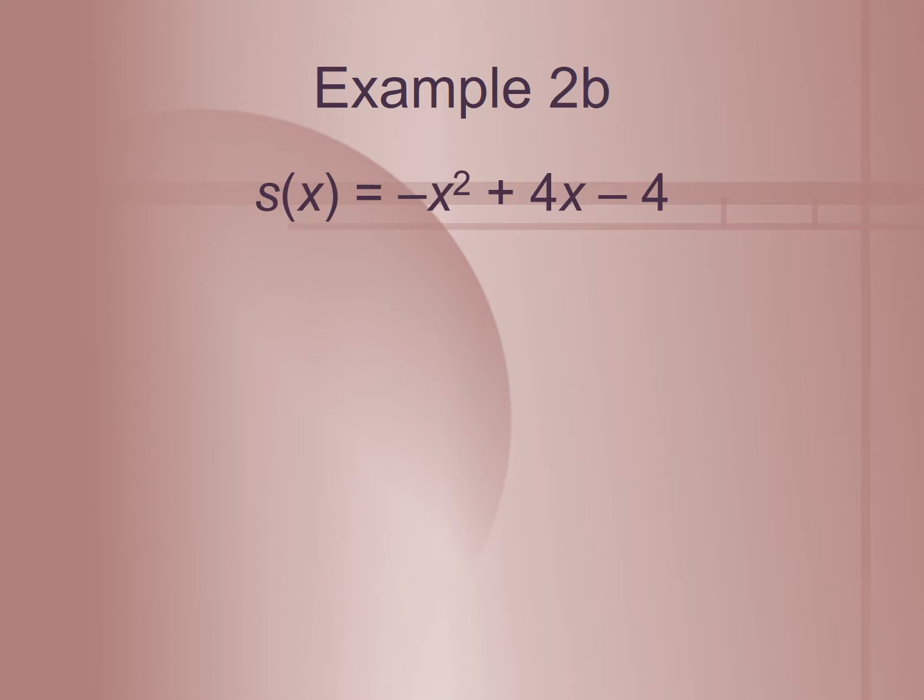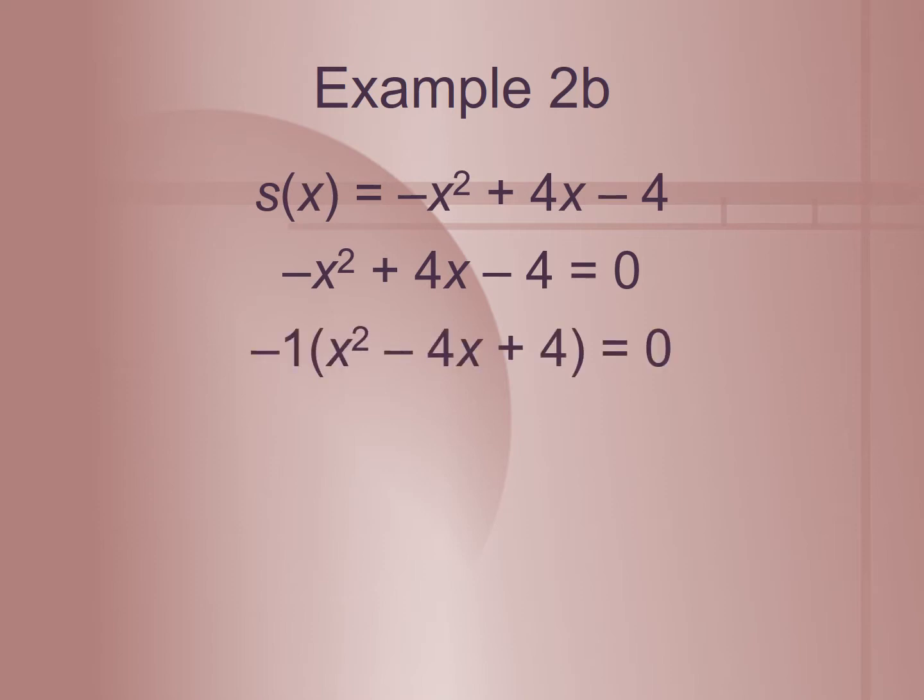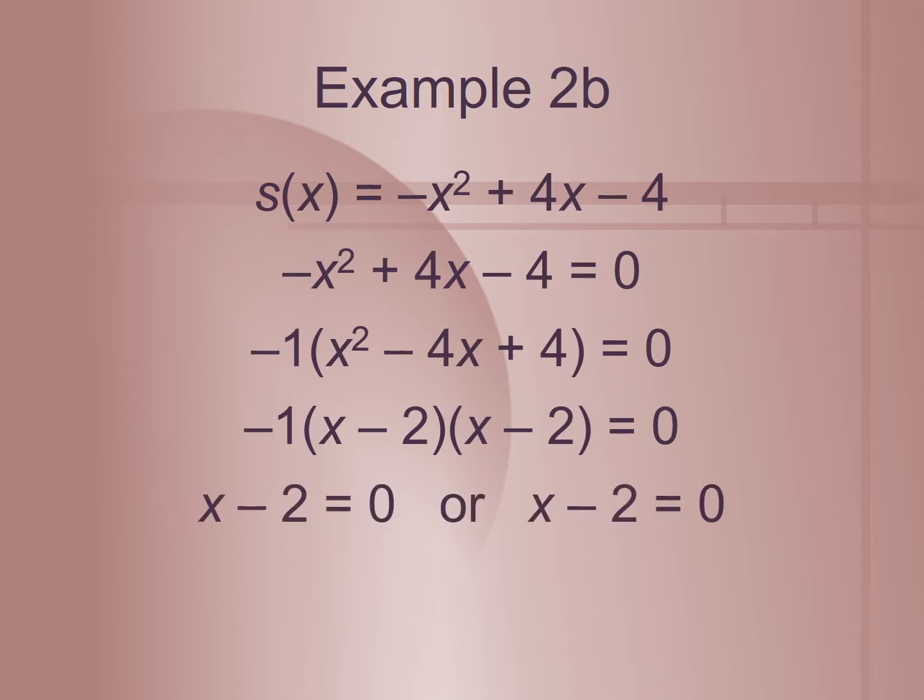Let's do another example. We have negative x squared plus 4x minus 4. So I'm going to set it equal to 0 because I'm going to let y be 0 and solve for x. I'm going to go ahead and factor out a negative, so that I can factor x squared minus 4x plus 4 a little bit easier. That actually factors to (x minus 2) times (x minus 2), which means that my zeros are either x minus 2 equals 0 or x minus 2 equals 0. And those both equal 2. So x equals 2 or x equals 2.